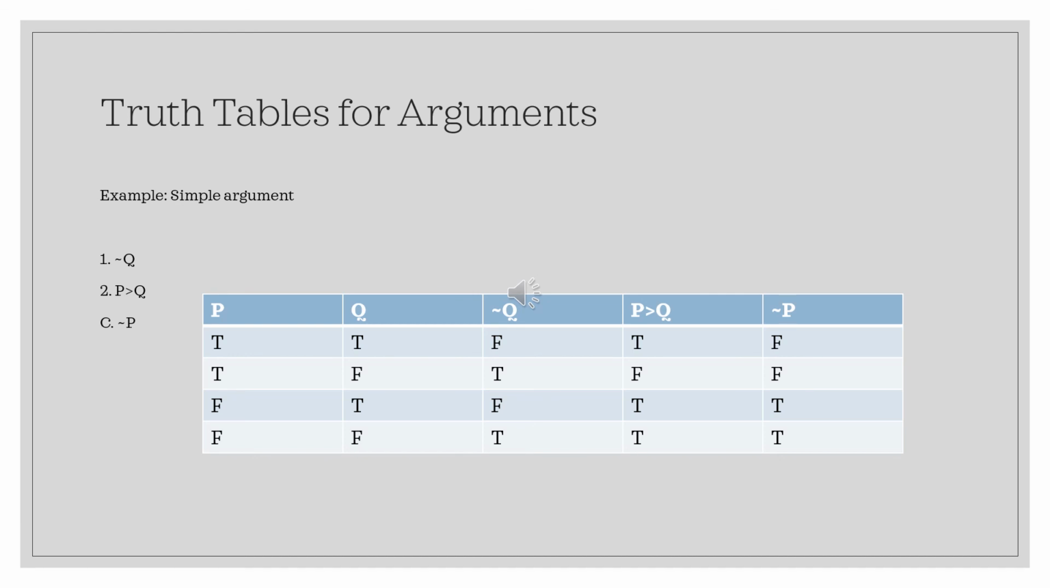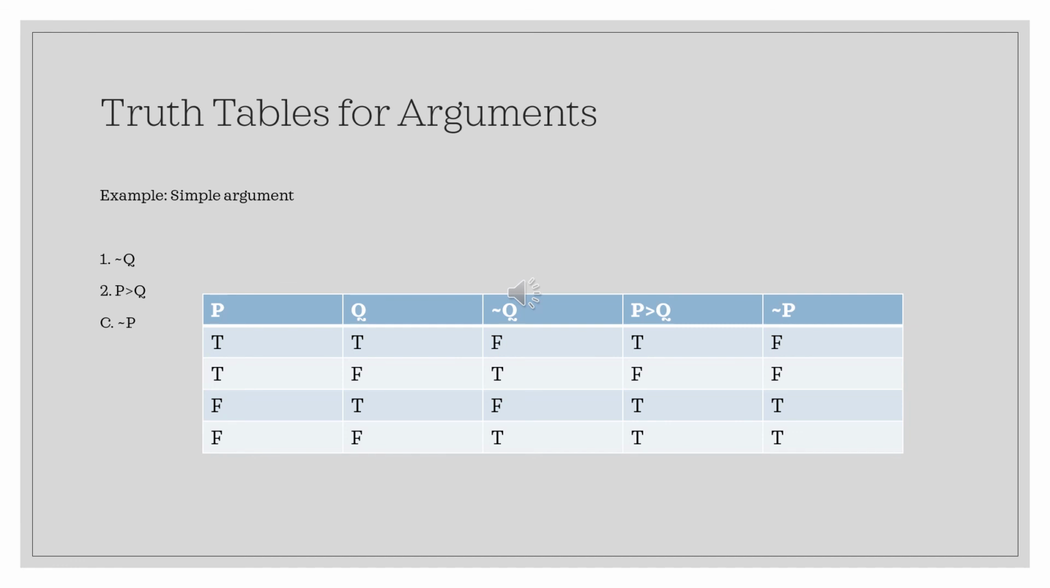First, you're going to look at the argument and determine the sentence letters that you need. So we've got not Q, if P then Q, and the conclusion there is not P. Well, okay, that means that we need the sentence letter Q and we need the sentence letter P. So P here on the left, we've got true, true, false, false. And then Q here afterwards, we've got true, false, true, false. All right. Well, now we can start looking at the premises, right?